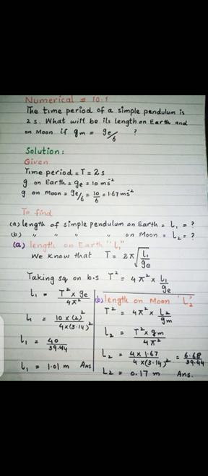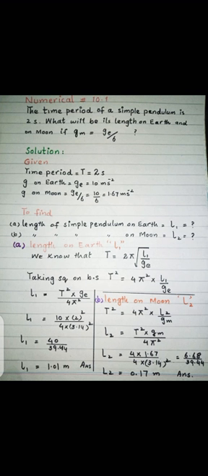which is equal to 40 over 39.44. So the answer of L1 is 1.01 meter. Hence girls, the length of the simple pendulum on earth is 1.01 meter.